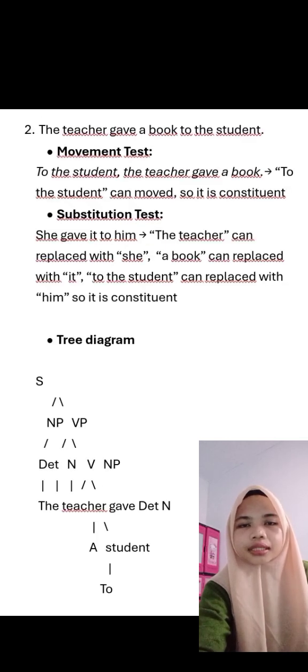Number 2, the teacher gives a book to the student. Movement test. To the student, the teacher gives a book. To the student can move, so it is constituent. Substitution test. She gives it to him. The teacher can replace with she. A book can replace with it. To the student can replace with him, so it is constituent. And here the tree diagram.